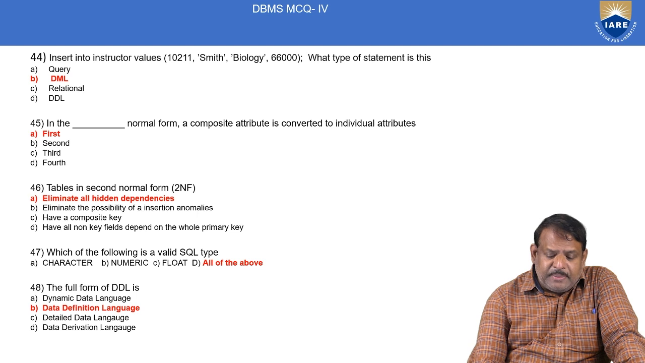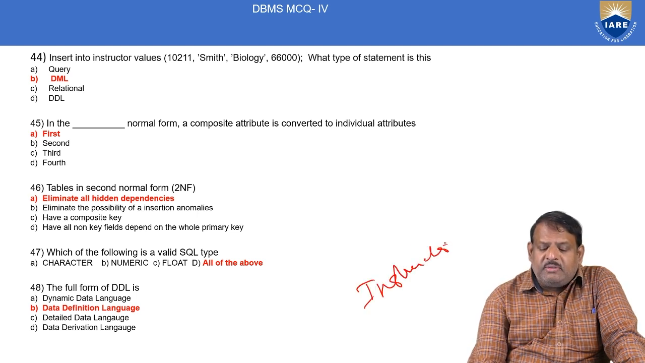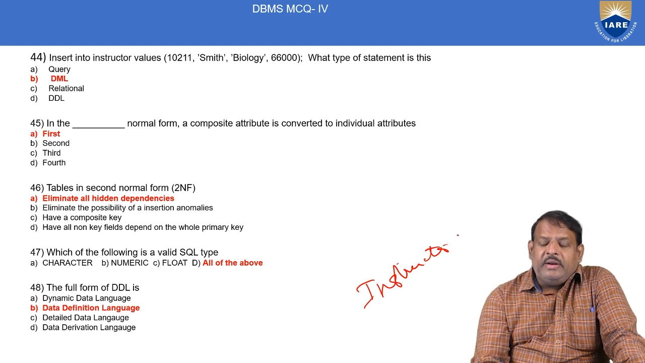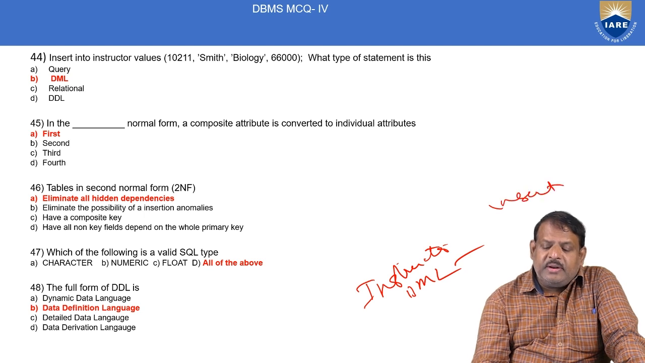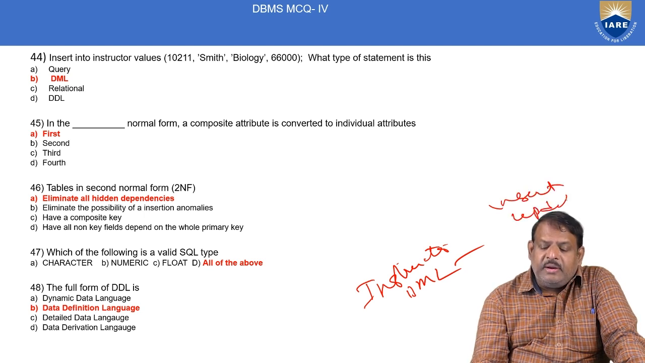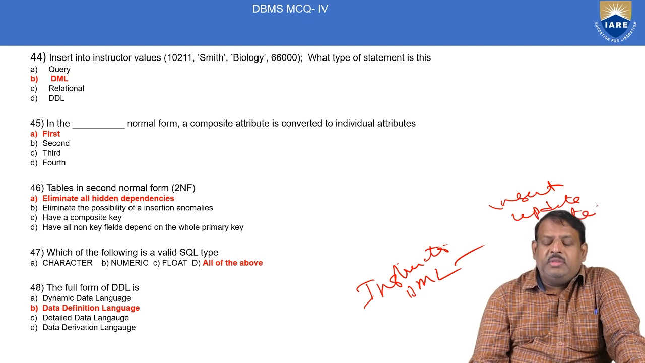So instructor is the table name. You're trying to insert a value, so it is the data manipulation language. In the data manipulation language, you can insert data, you can update data, you can delete data. These are all the three possible operations which we can do in DML.